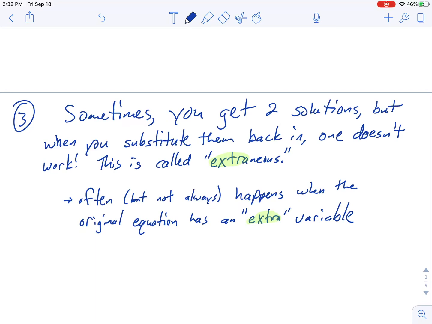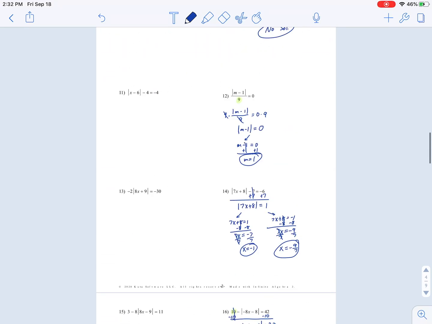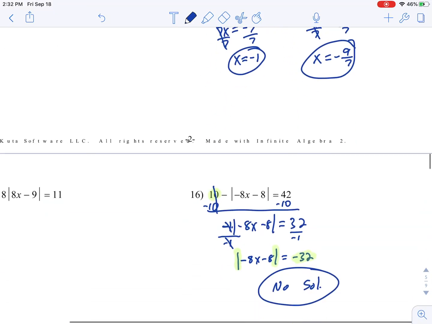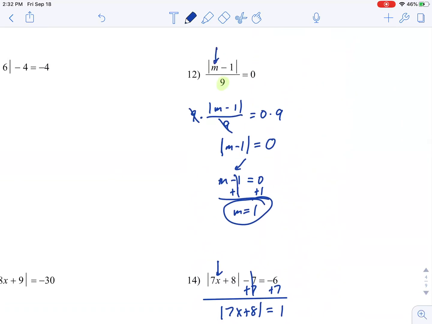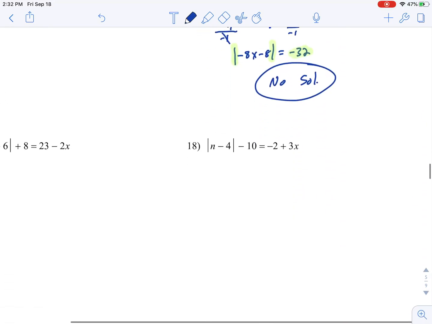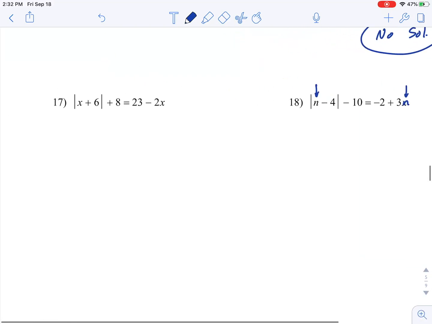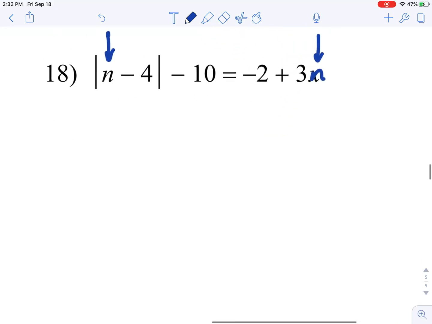And this often happens when there is an extra variable. So what does extra variable mean? On all the problems we've done so far, the variable has been located inside the absolute value bars. That's pretty standard. You're going to see that over and over. The variable is inside the bars. On number 18, we do have a variable inside the bars, but there's another one over here. And I apologize. That's supposed to be an n, not an x. That is my fault. Did I do that on any other problems? Not 17... okay, just this one. So you're going to have to pretend that that x is an n, all right?